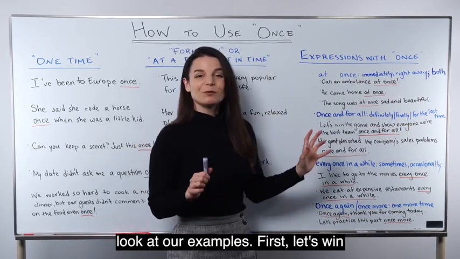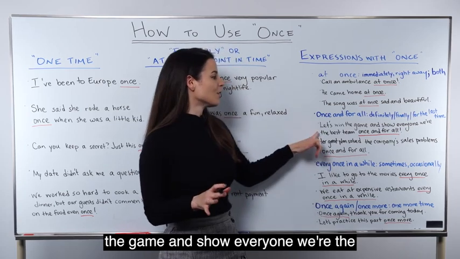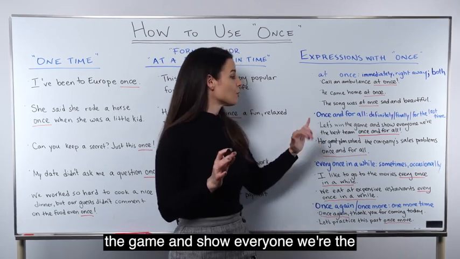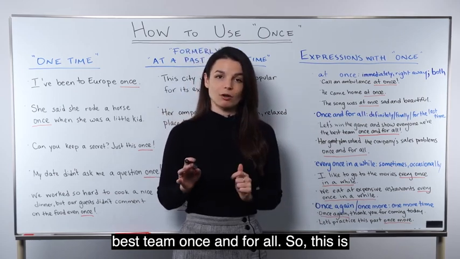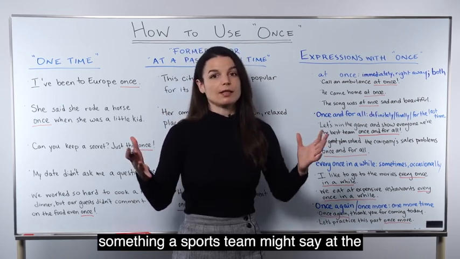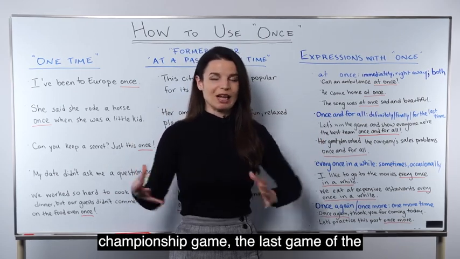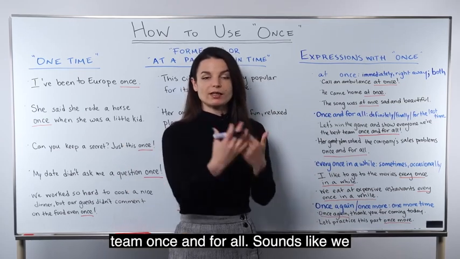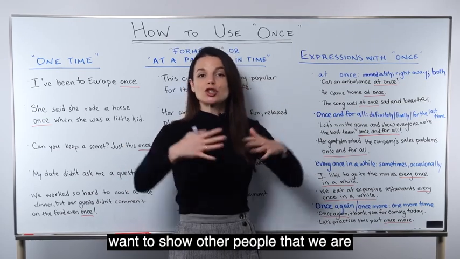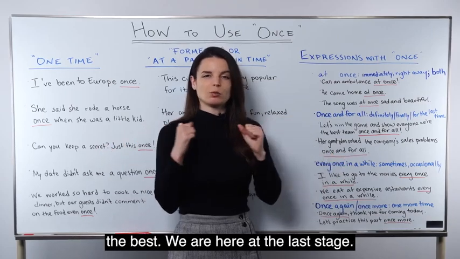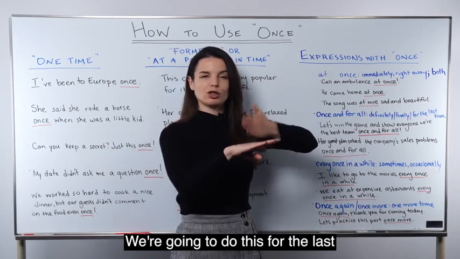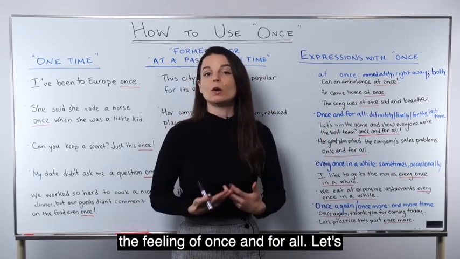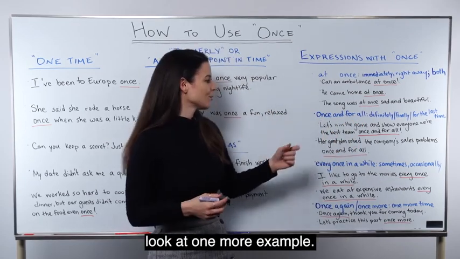First, let's win the game and show everyone we're the best team once and for all. So this is something a sports team might say at the championship game, the last game of the year. So let's show them we're the best team once and for all. It sounds like we want to show other people that we are the best. We are here at the last stage. We're going to do this for the last time. Let's make it big. That's kind of the feeling of once and for all. Let's look at one more example.